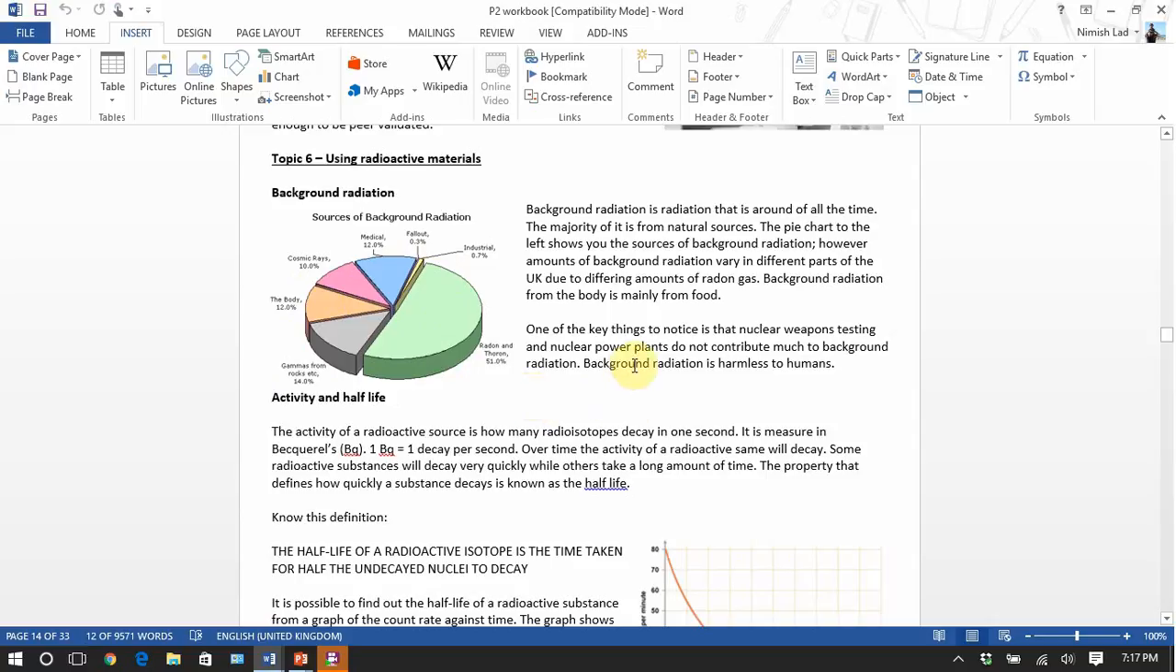This varies as you go around the UK, depending upon location. Within England, Cornwall has a particularly high amount of radioactivity. Some areas of France and Canada also have high levels of background radiation. Nuclear weapons testing and nuclear power plants don't contribute very much, as I said.